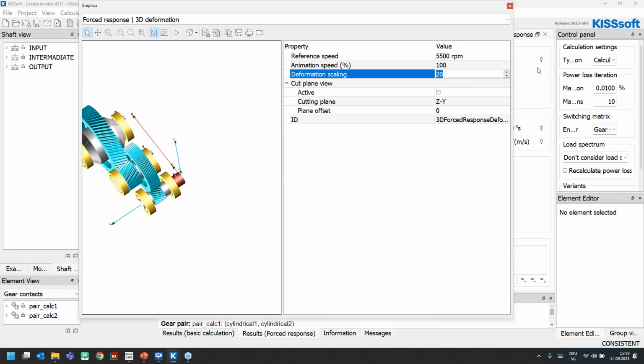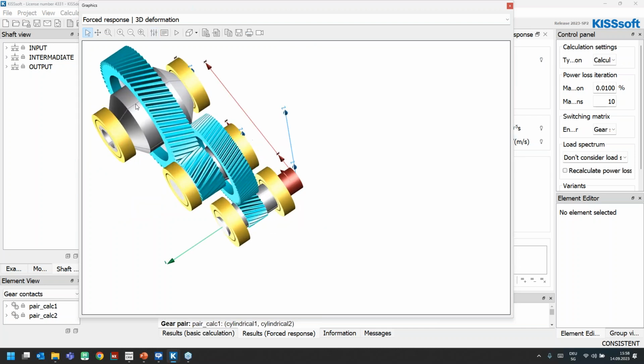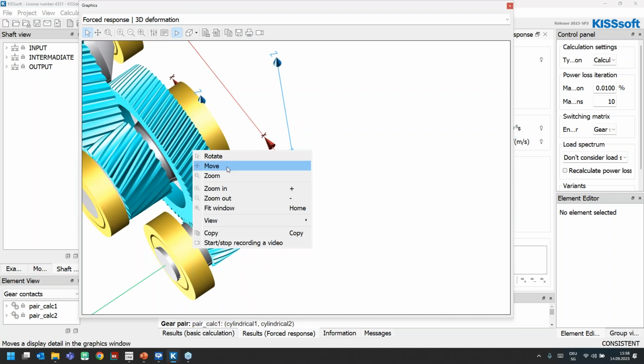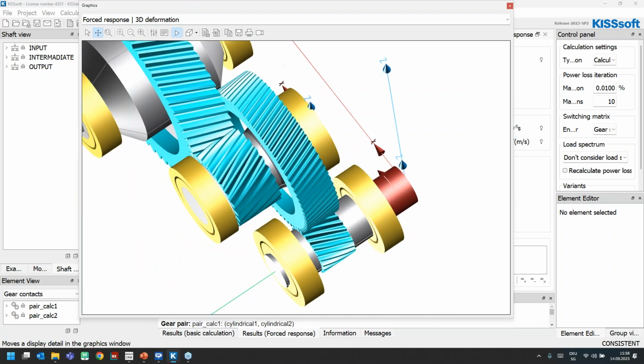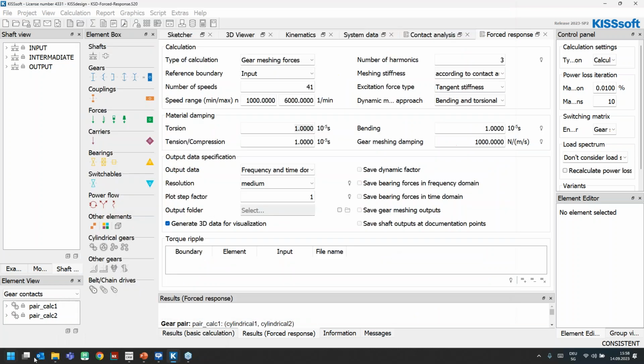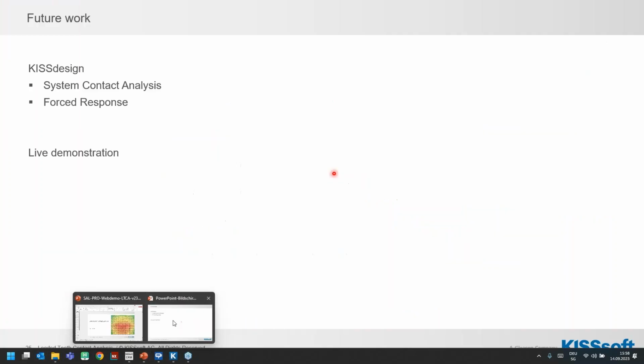I'll scale a little bit the deformation up, maybe about 60. The animation speed I'll make a little bit smaller. So now I have to zoom in, and let's hope we see some vibrations taking place. All right, let me pull that a little bit to the right. Okay, so this is a result coming from the dynamics calculation. Yeah, so this is where we're heading at.